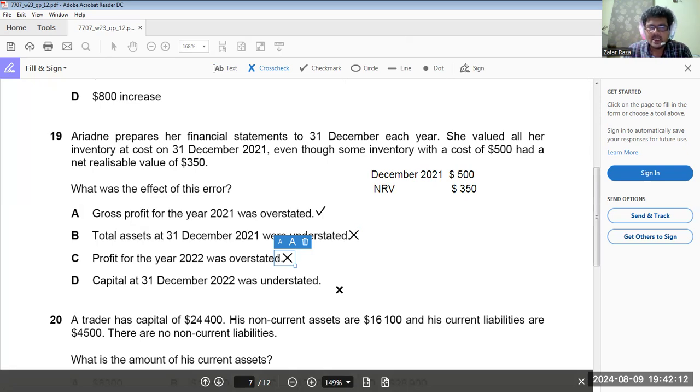When profit is overstated because of this error, profit is going to be closed into capital. So overstated profit will increase the capital, because in the balance sheet we add profit to the capital. So capital is also going to be overstated, not understated. That's why these three options could not be the answer, and option 1 is the answer.